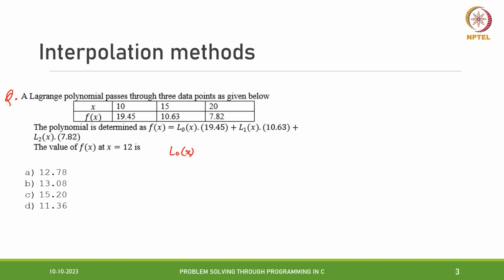Alright, so let's just write L0 of x first. L0 of x is related to the x equals 10 point. So this part is the Lagrange multiplier.